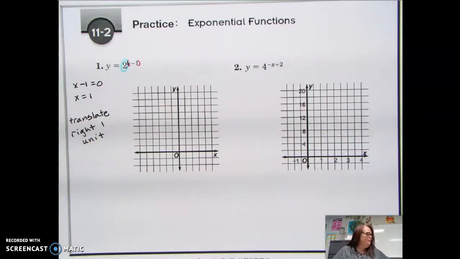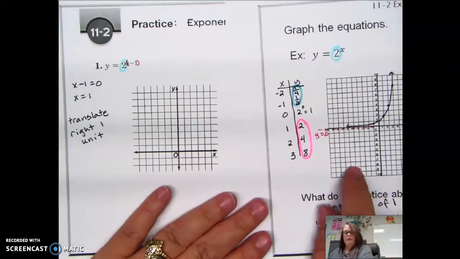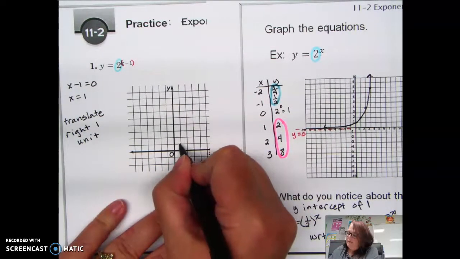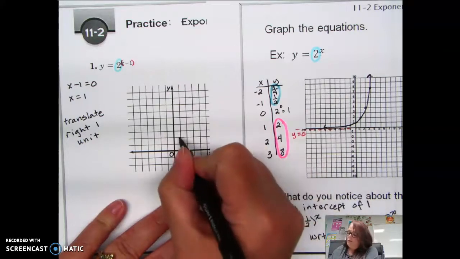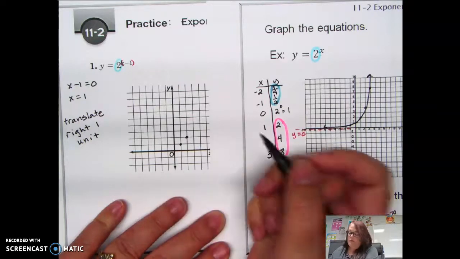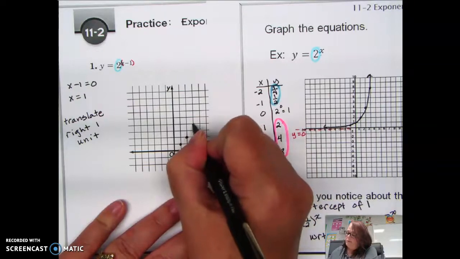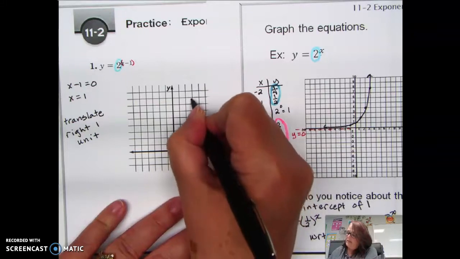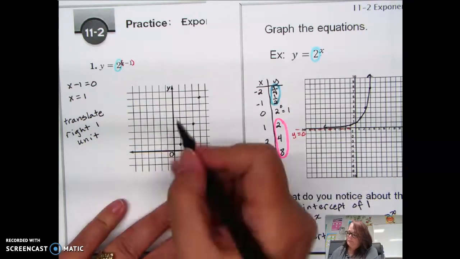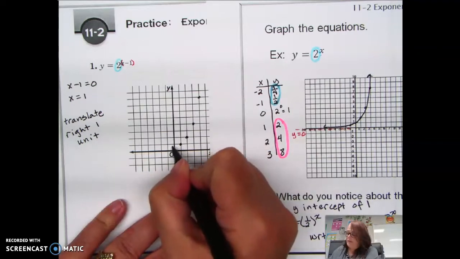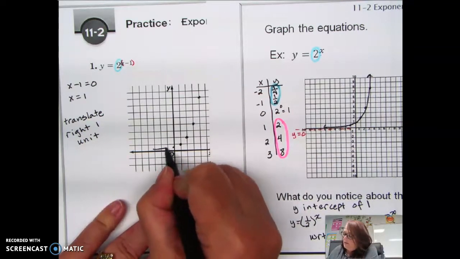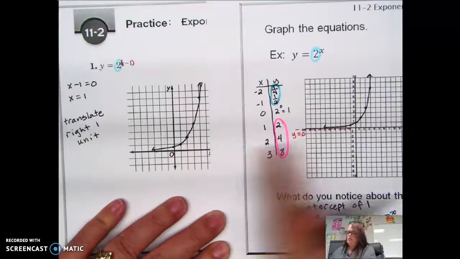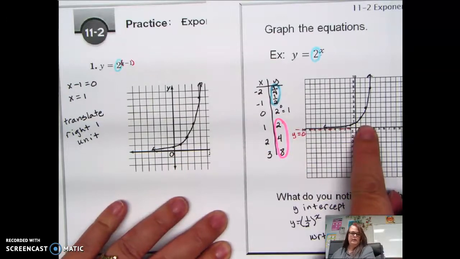Okay, so everything that I had in my parent graph, I'm going to translate it all to the right 1 unit. So at 0, I was at 1. I'm going to move that to the right 1 unit. 2 to the first was 2. I'm going to move that to the right 1 unit. 2 to the second was 4. I'm going to move that to the right 1 unit. 2 to the third was 8. I'm going to move that to the right 1 unit. And then 2 to the negative 1 was a half. And so that means that I've got my horizontal asymptote along that negative x-axis. And I have this graph, which is my parent graph, translated to the right 1 unit.